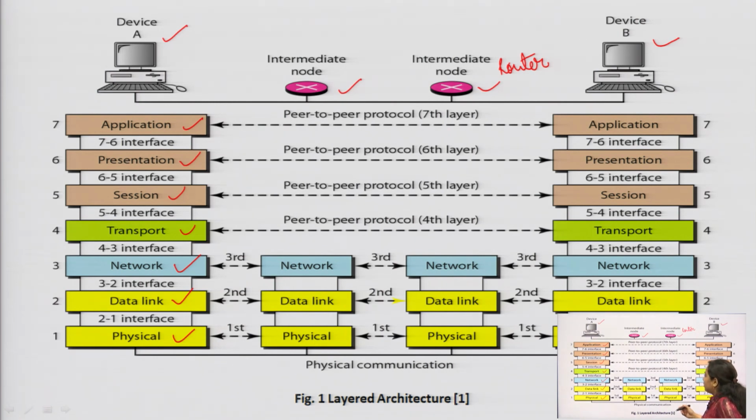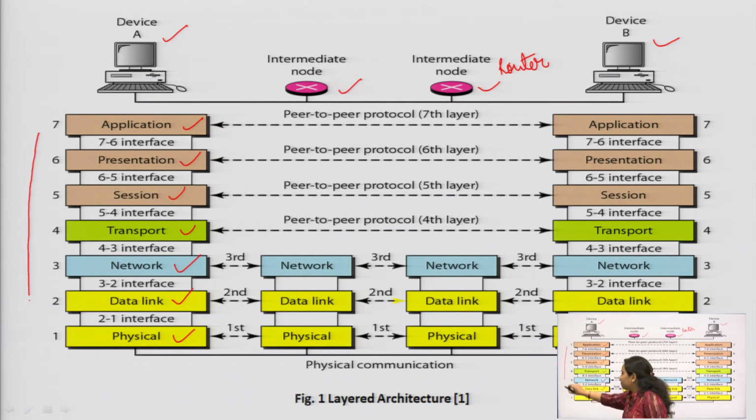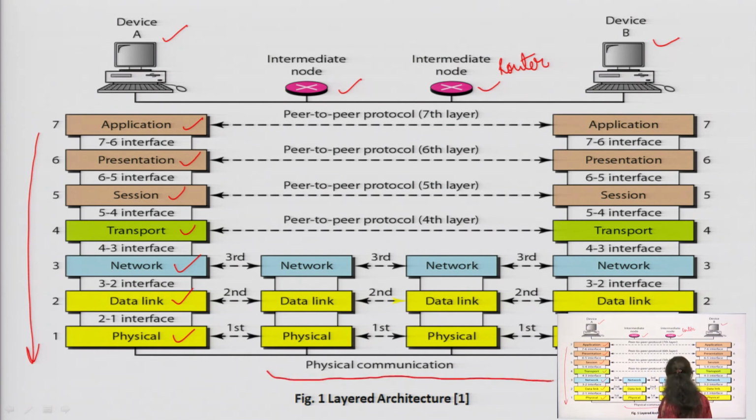So, you can see that whatever information will be generated or which is to be transmitted from device A, it has to be transmitted from this application, presentation, session, transport, network, data link and physical layer. It has to be transmitted through this physical communication and then it has to be delivered to this device B through this physical, data link, network, transport, session, presentation and application.